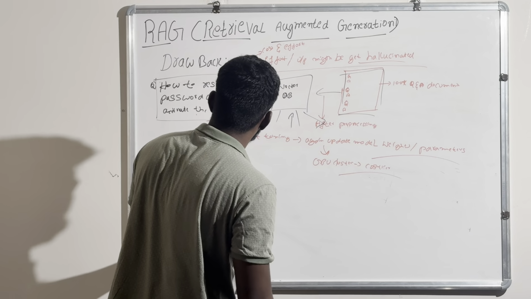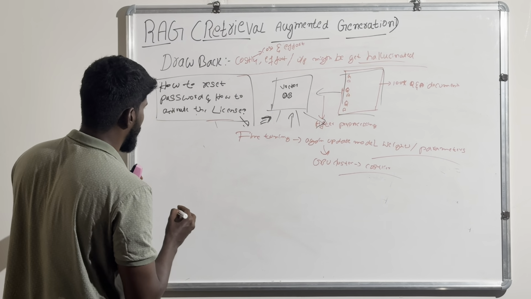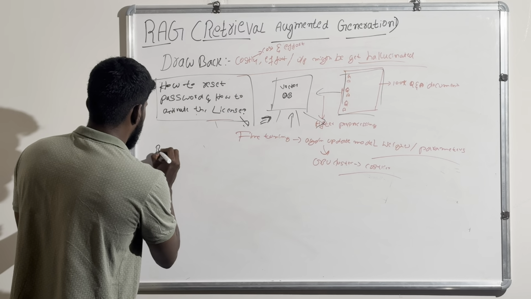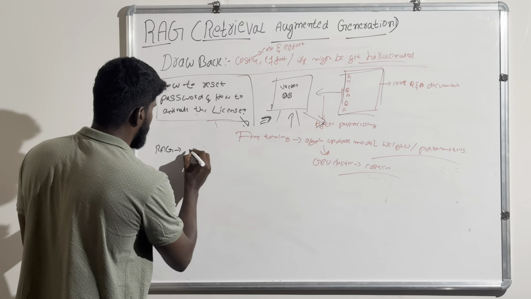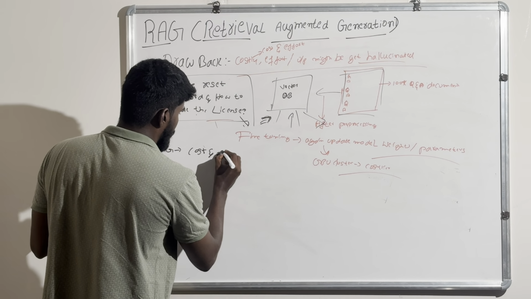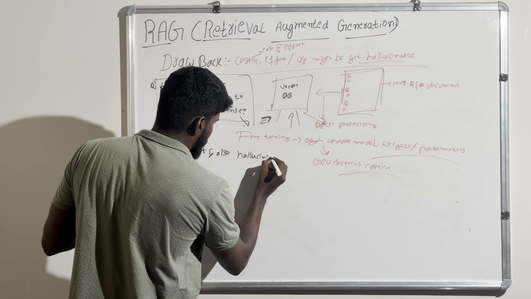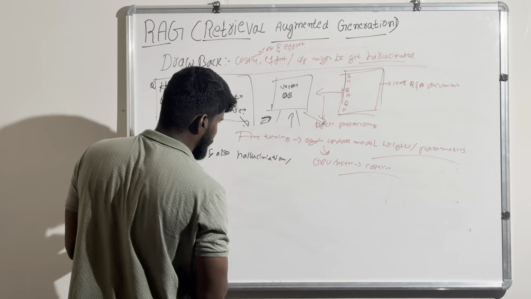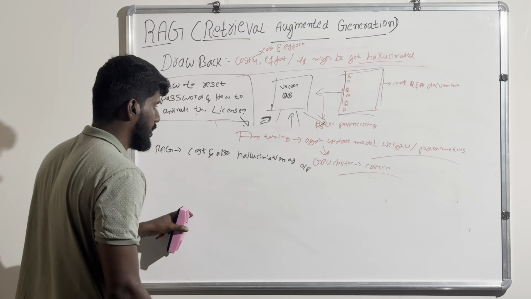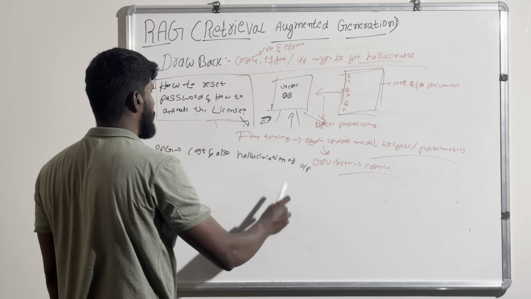So, if you want to create a chatbot kind of thing without spending much money and effort, you can use RAG, which helps you to reduce the cost. Also, it reduces hallucination of the output. Here the model will not get hallucinated because you are giving relevant information which is there in the vector DB.